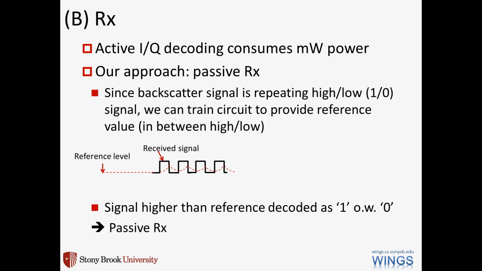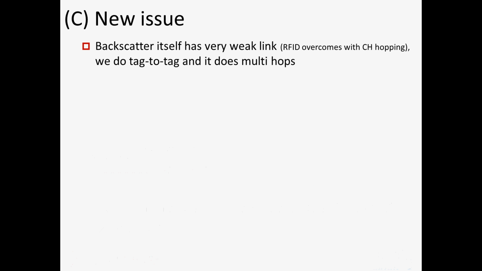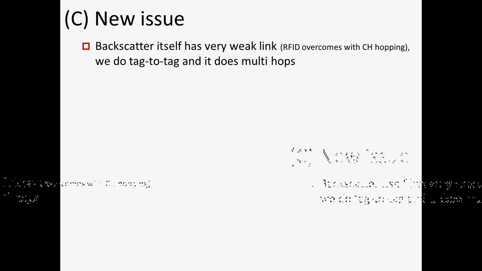So we make a passive RX. This is only 1 bit from the 10 bits in the active, so it consumes such a small power, at the microwatt level. Therefore, it is very nice. It is a very good candidate for a futuristic IoT platform. But there's a new issue that arises.